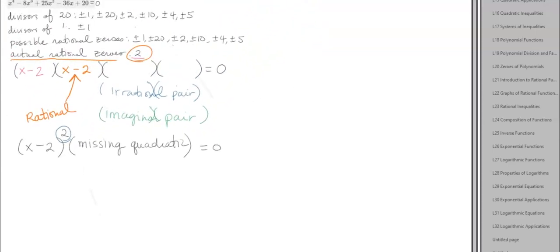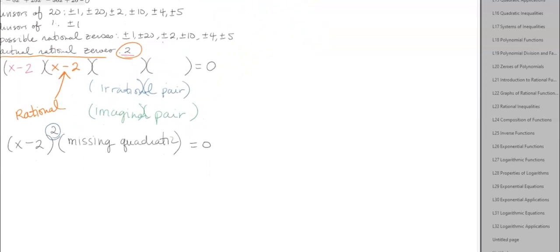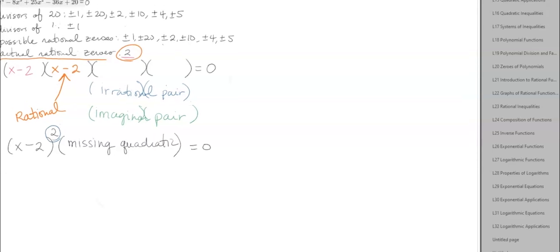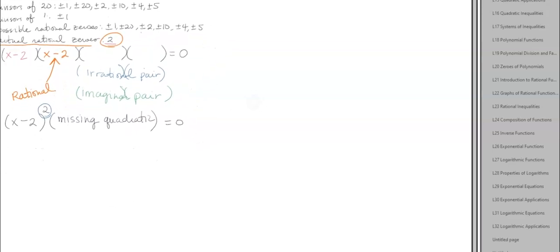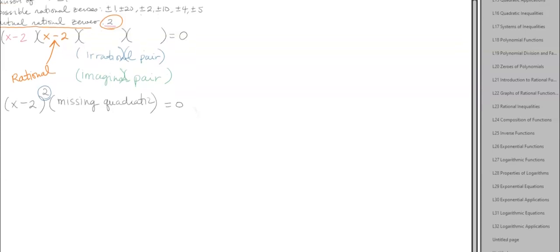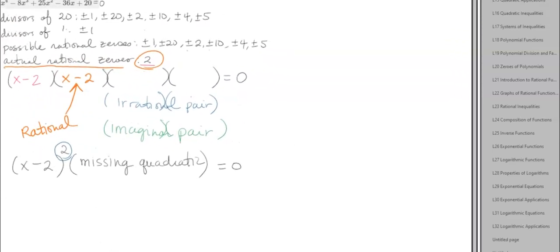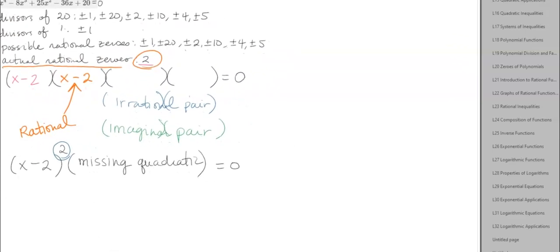So at this point now, I can start going through my division. I'm going to divide out by the first factor of x minus 2. I'll use synthetic division. I'm going to line up my coefficients from my polynomial. I do expect that our remainder is 0 because this should be a factor.